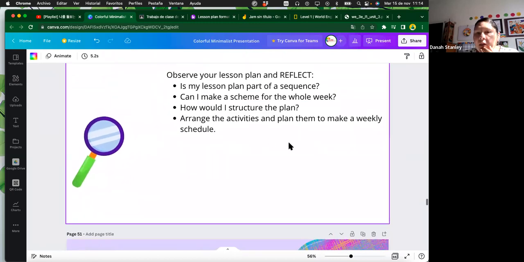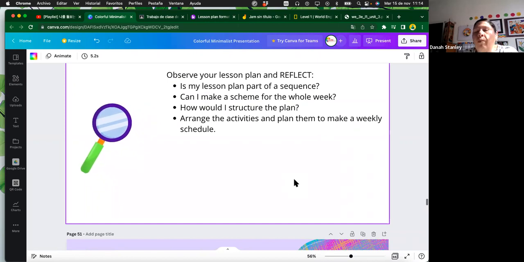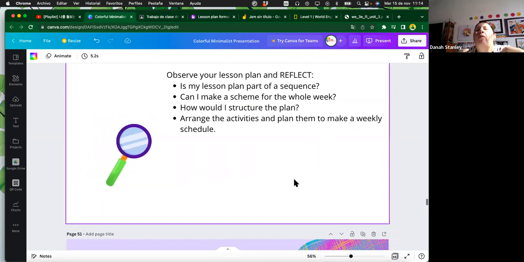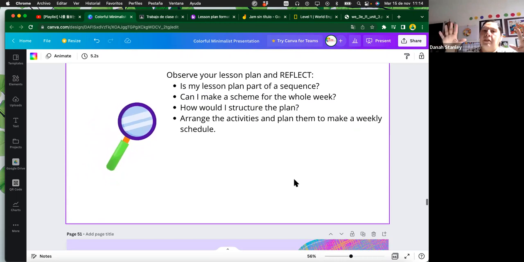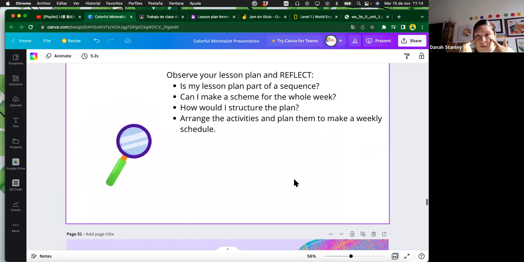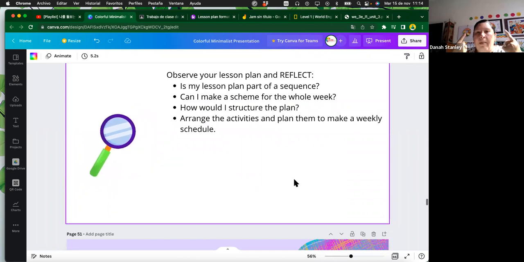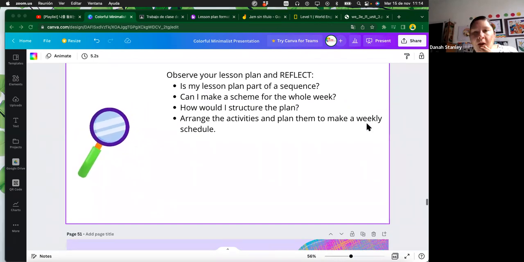Arrange the activities and plan them to make a week schedule. Observe your plan for probably the one that you are going to use this week. And try to check how you can organize it in order to have this sequence. And check your objectives. Remember the objectives.